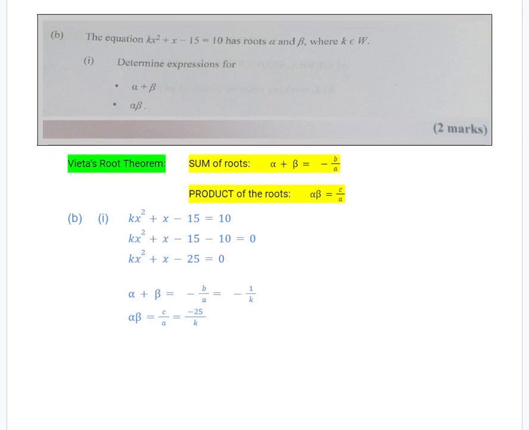Right, question B, the equation kx squared plus x minus 15 equals 10 has roots alpha and beta, where k is an element of W. W meaning whole numbers, and there's a little issue with the answer for the second part. When we look at the two answers we'll get, neither of them are whole numbers. So this is the error that people have been speaking about.